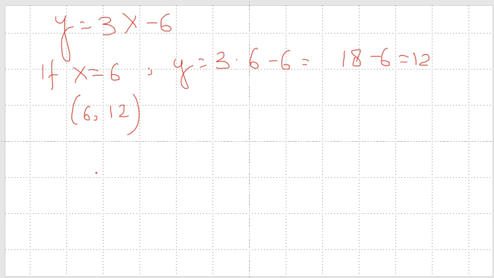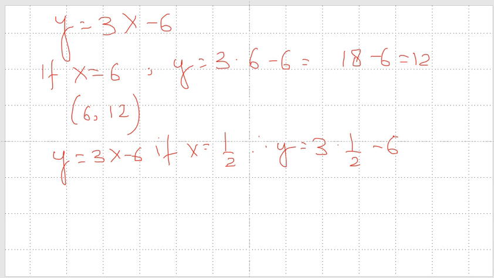I can take any value. Let's take another value. Let's take half. We know y equals 3x minus 6. If x equals half, therefore y equals 3 times half minus 6. 3 times half is 3 halves minus 6. To make a common denominator, I'll write 6 as 12 over 2. Makes sense? Then 3 minus 12 is minus 9 over 2.